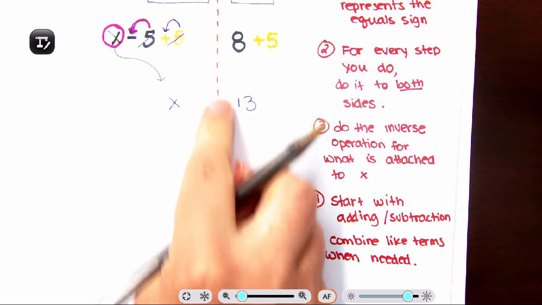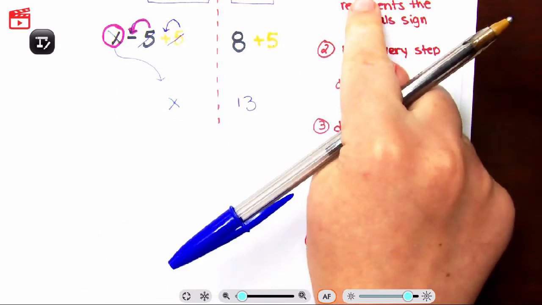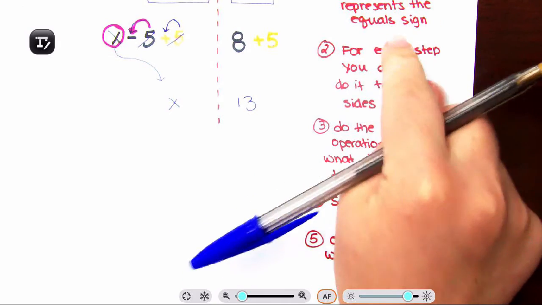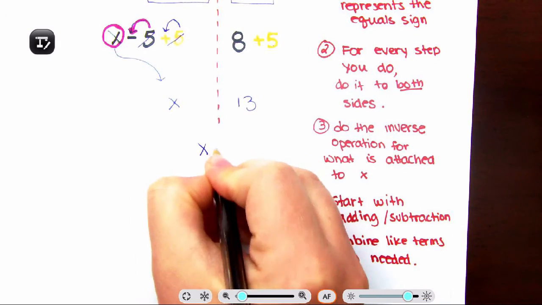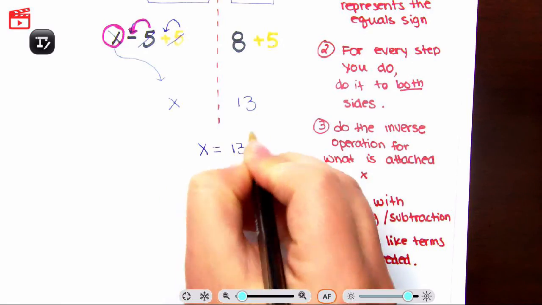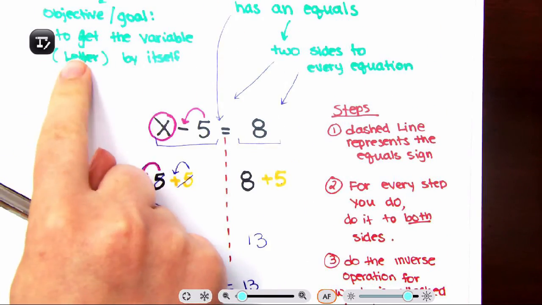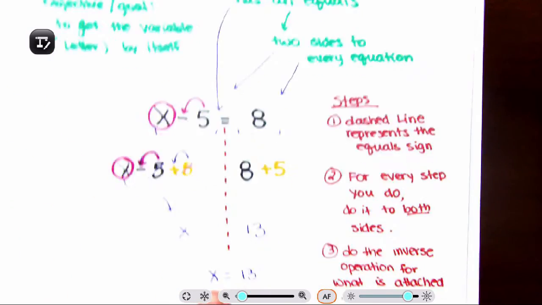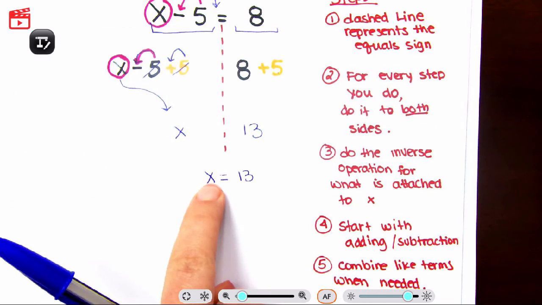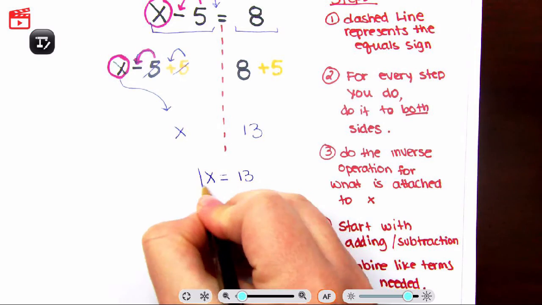Okay, what does the dotted line represent? The dashed line represents the equal sign. So how does my answer look? My answer looks like x is equal to 13. Now, did we reach our goal? Our goal is to get the variable, the letter by itself. Is the letter by itself on this side? Yes, the letter is by itself on this side.